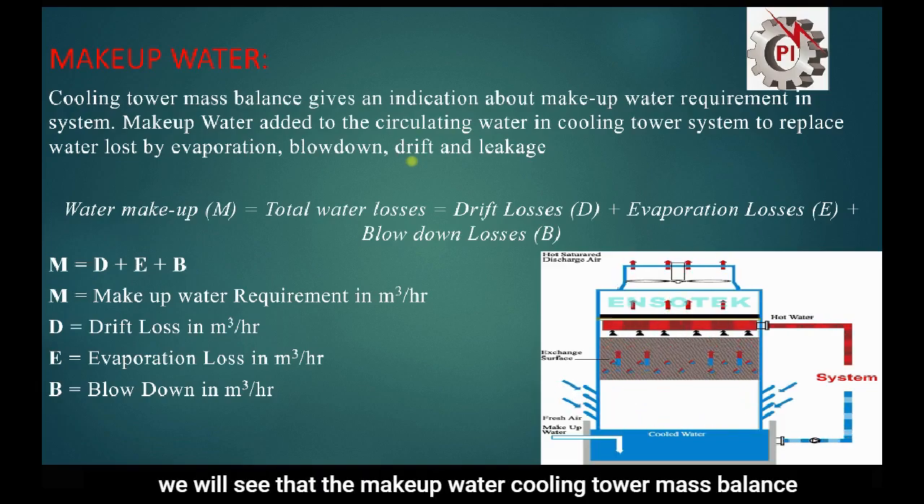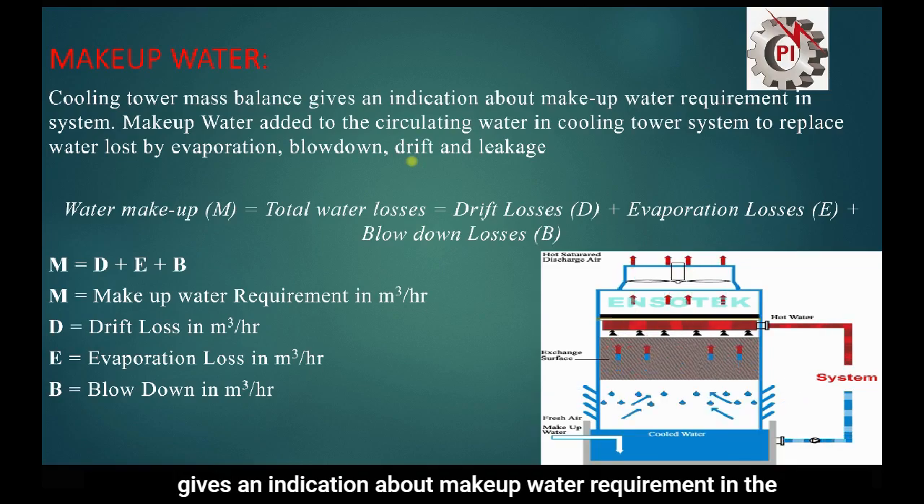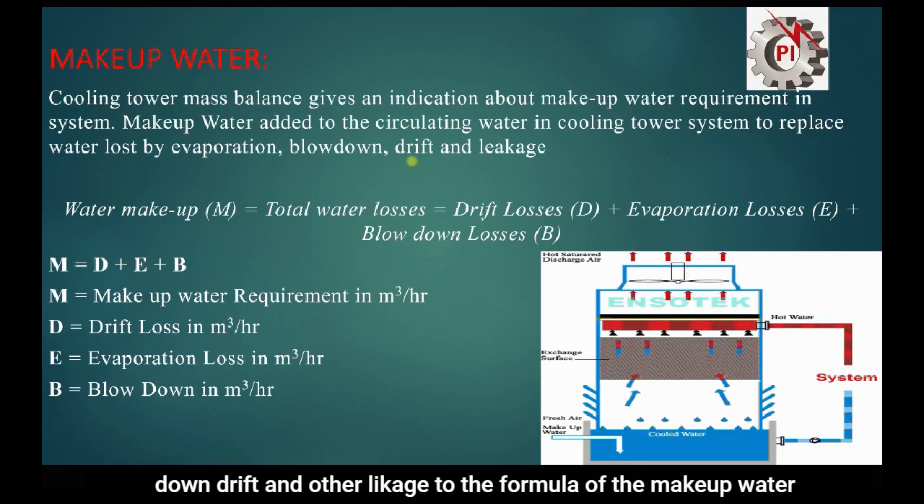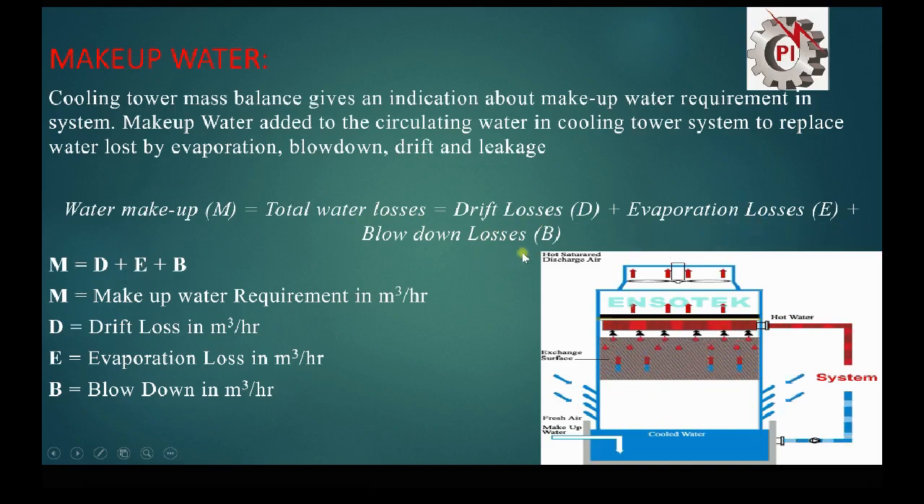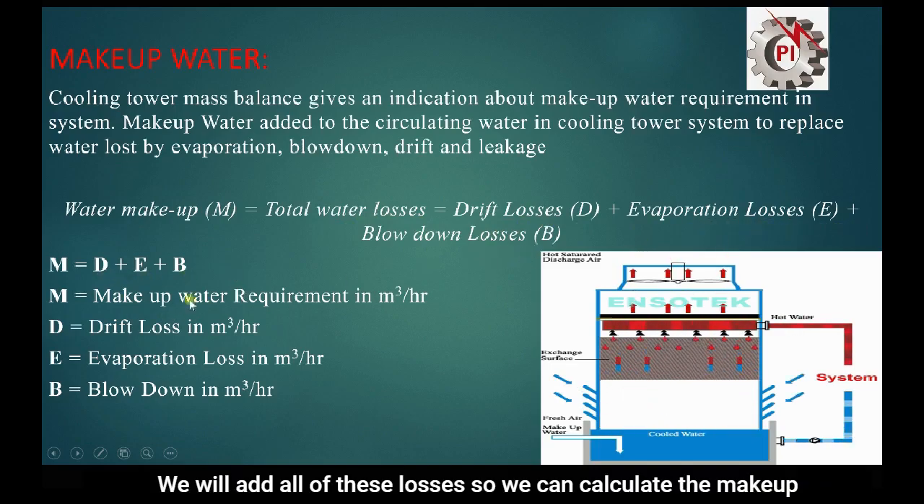Now we will see the makeup water. Cooling tower mass balance gives an indication about the makeup water requirement in the system. Makeup water is added to the circulation water in the cooling tower system to replace water lost by evaporation, blowdown, drift and other leakages. The formula for makeup water is the total water loss, meaning drift losses plus evaporation losses plus blowdown losses. If we add all of these losses, we can calculate the makeup water.